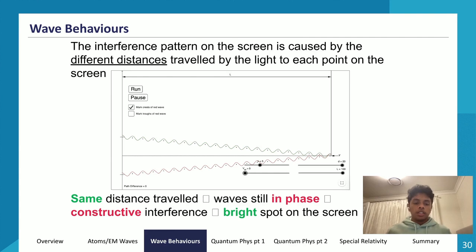So let's look at the interference pattern in a little bit more detail. The interference patterns on the screen are caused by the different distances that light travels to each point on the screen. Because they're two identical point sources, they'll have the same wavelength and same amplitude, and by definition the same frequency as well. So if they travel the same distance, then the waves are in phase, right?